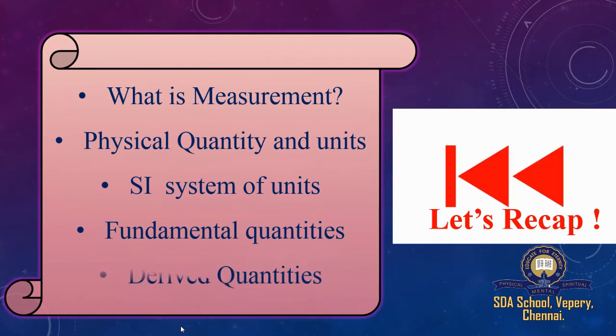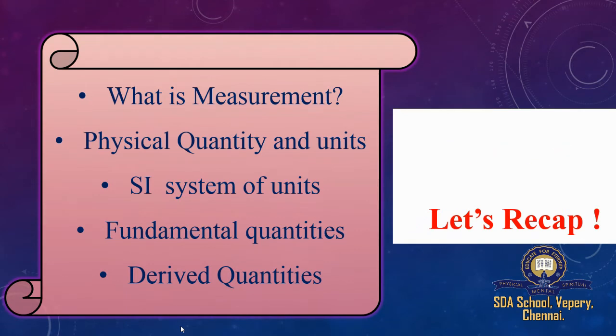What is a derived quantity? List a few derived quantities. Derived quantities, as the name suggests, are derived from the fundamental quantities. So the few derived quantities are area, volume, density, velocity and so on. Very good. Hope you are clear with the last video.